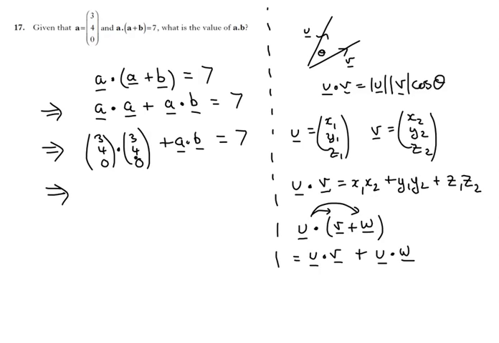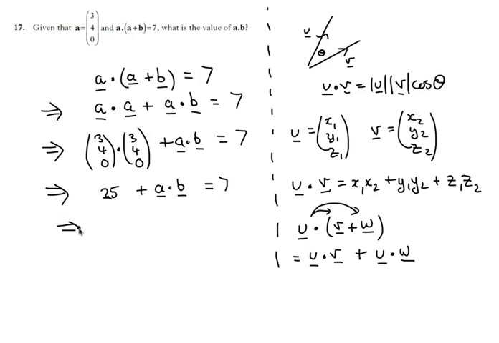This is 3 times 3 plus 4 times 4 plus 0 times 0. That's 9 plus 16 plus 0. 9 and 16 is 25. So that dot product comes to 25, and that's using this result here. So 25 for this plus the unknown number is equal to 7.